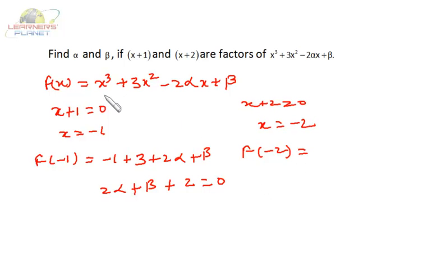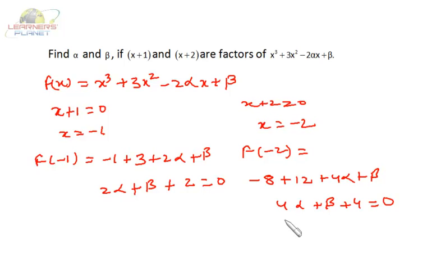It's minus 2 cube, that is minus 8. Then minus 2 square, that is 4. 4 into 3, 12. Minus 2 alpha into minus 2 is 4 alpha. Then plus beta. That is 4 alpha plus beta plus 4. Even it should be 0 since x plus 2 also is a factor of f(x). Okay. So f of minus 2 should be 0 and f of minus 1 should be 0.